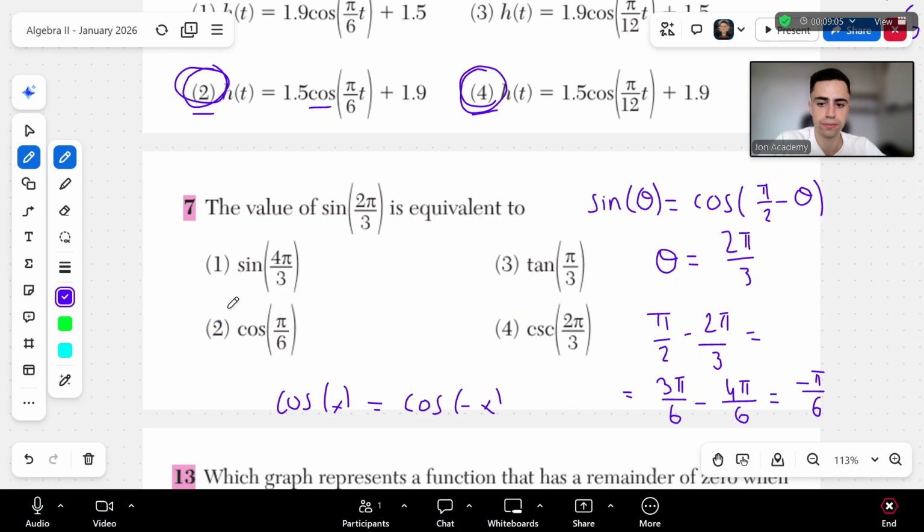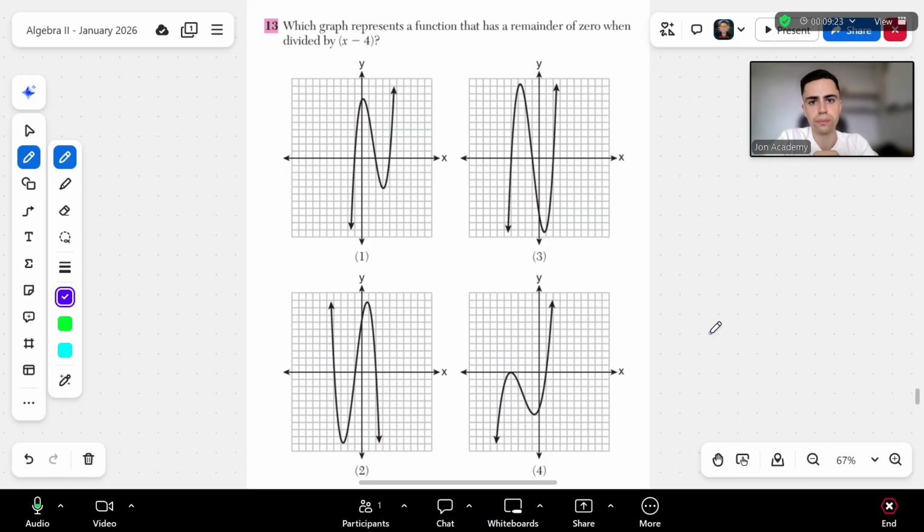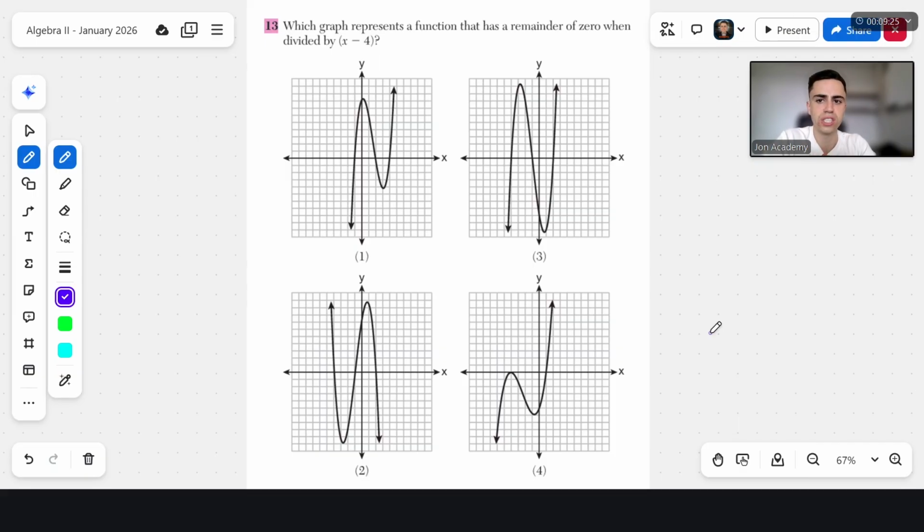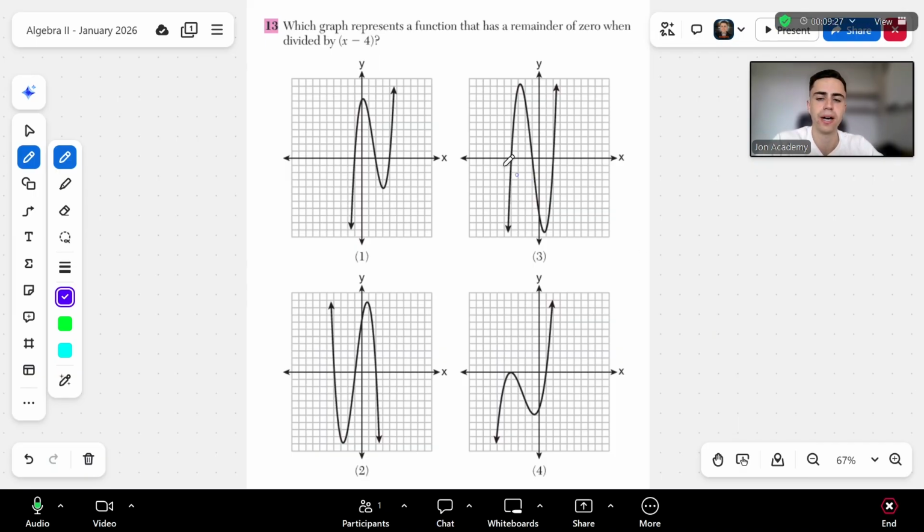Therefore, it's going to be this option, the second one, the cosine of pi over 6. Let's go into number 13, which graph represents a function that has a remainder of 0 when divided by x minus 4. If this happens, the remainder of 0 when divided by that means that f of 4 equals 0. So it has a root at x equal to 4.